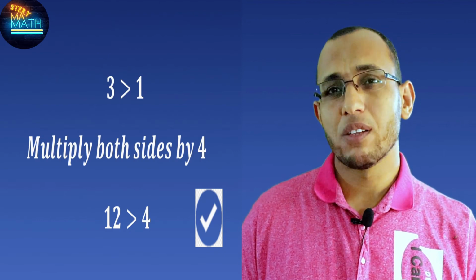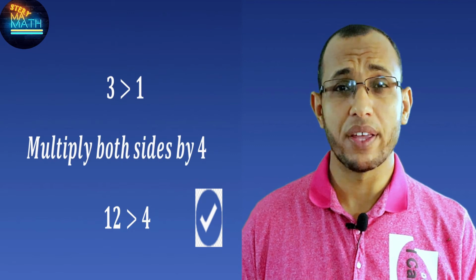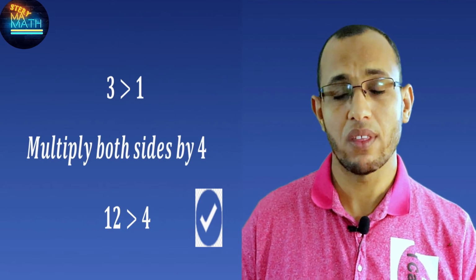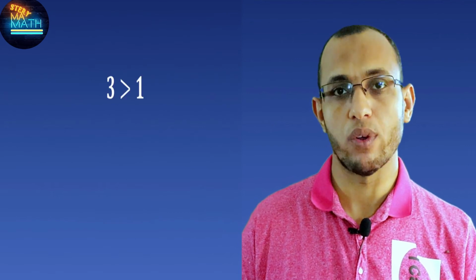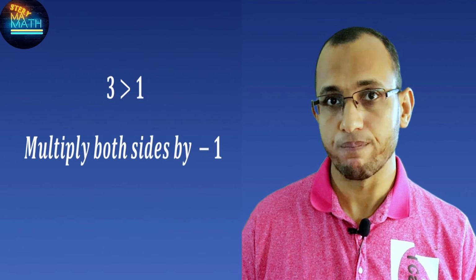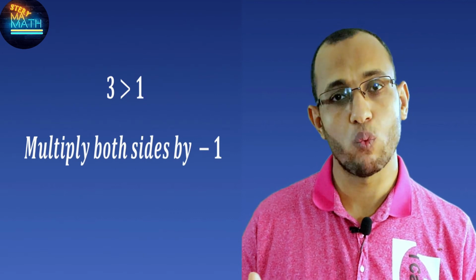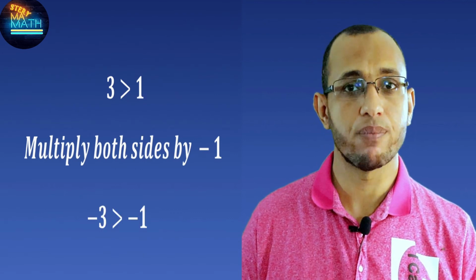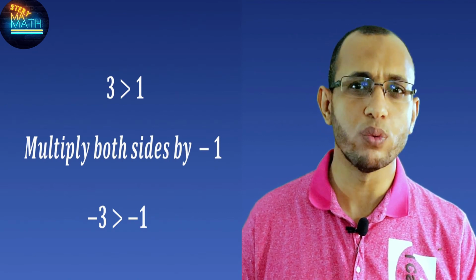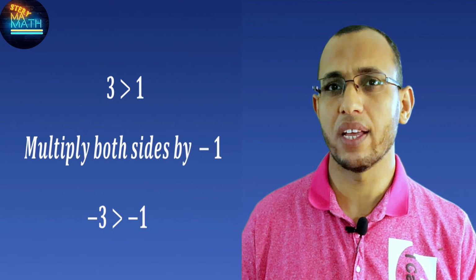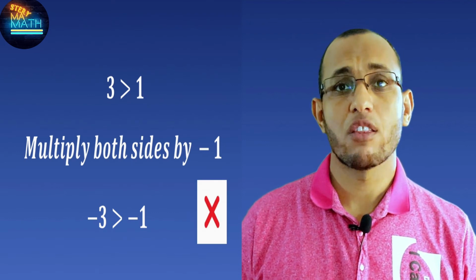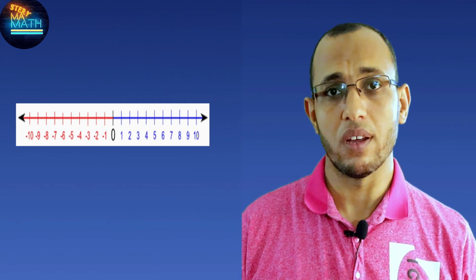Now, what if we multiplied both sides by -1, or by any negative number? But here in this example, I will select -1. So 3 times -1 is -3, and 1 times -1 is -1. So is the statement true? -3 is greater than -1? No, it doesn't work. Let's plot these numbers on the number line.